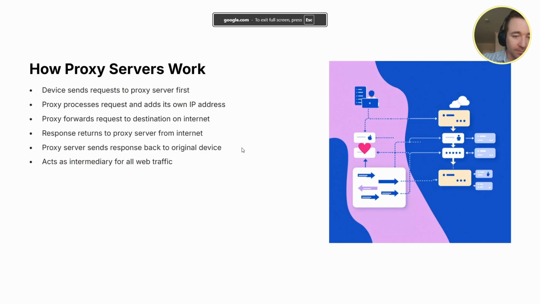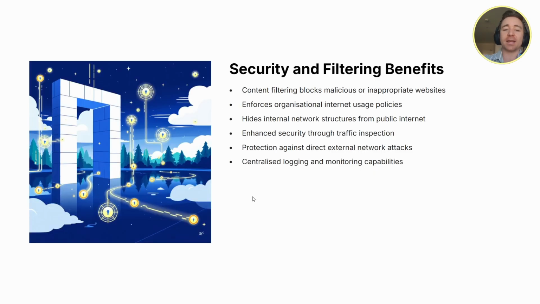So that's roughly what a proxy server is. How does it work? It sends requests to the proxy server first. So you send your request to the proxy server. We just went over that. It processes your request and adds its own IP address and forwards that request using its own IP address. So it will then come back through the proxy server and then come to you. So it is an intermediary for all web traffic. It adds security and filtering benefits.